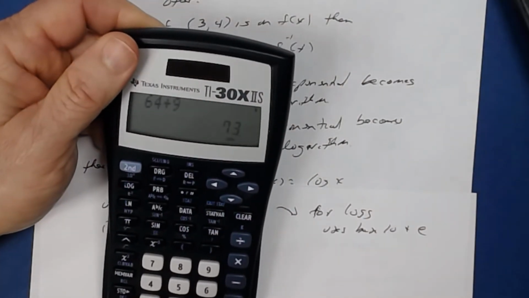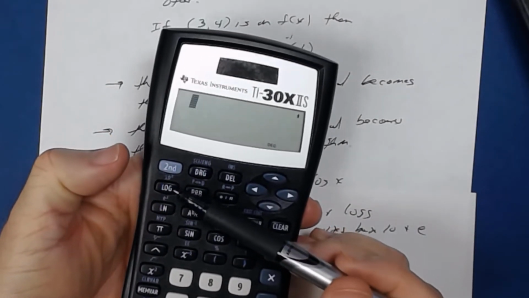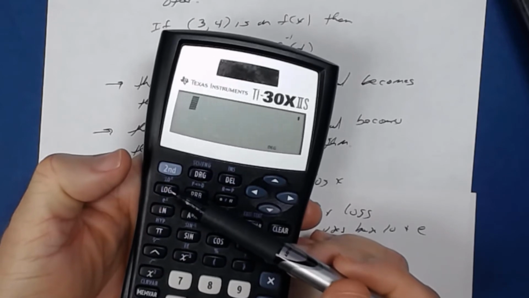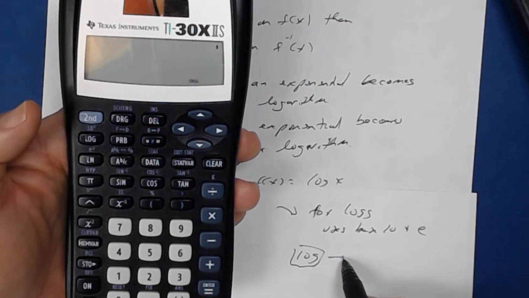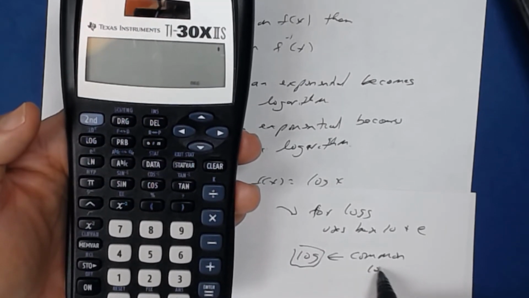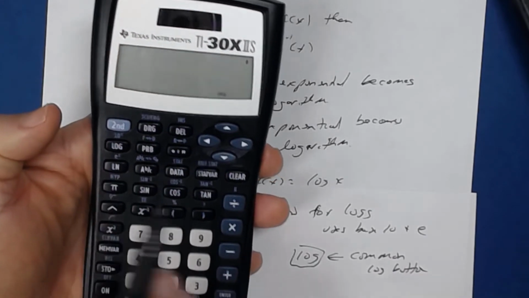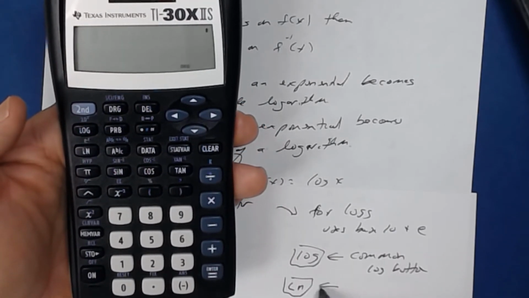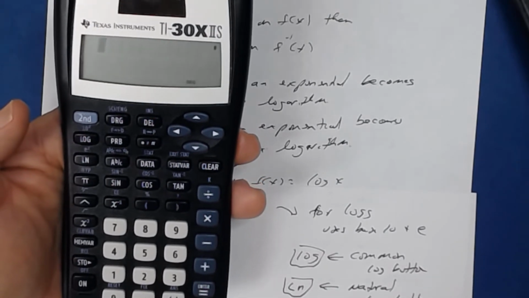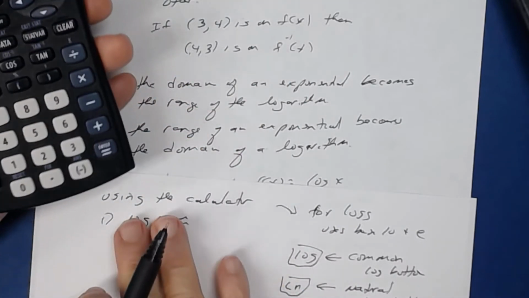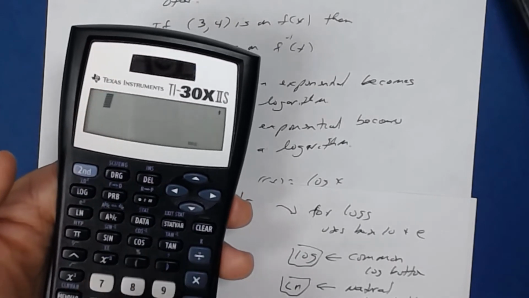So here's what I need you to remember. You see this log right here? That means common logarithm. So this is your common logarithm button. You see this ln right here? That means natural logarithm. That's your natural logarithm button. The examples I'm going to use here will involve either a common logarithm or a natural logarithm.